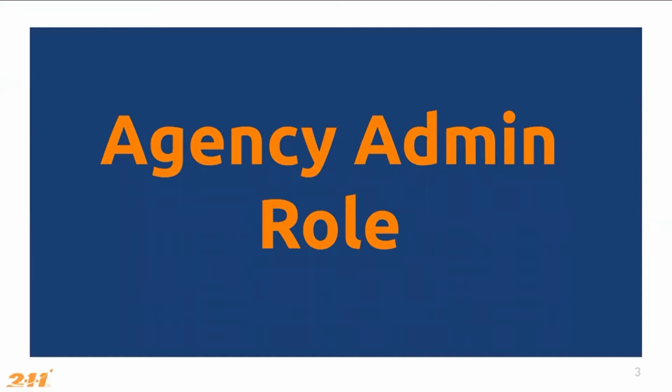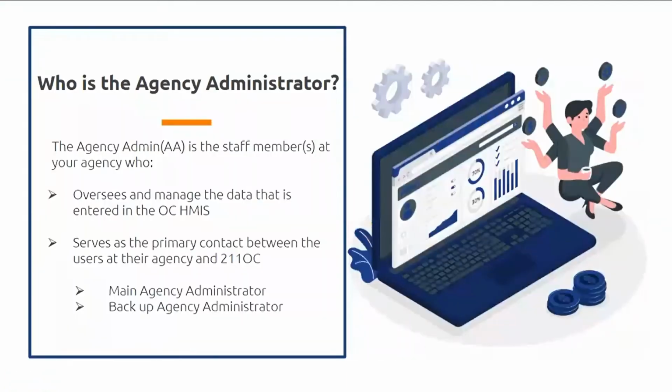Okay, so let's start with the agency administrator role. So who is the agency administrator? In a nutshell, the agency administrator is the person or the persons who oversee and manage the data of your agency, the data that your agency enters into HMIS. And also is the contact between your agency and us, the HMIS department. So you are like the bridge between us and your agency.